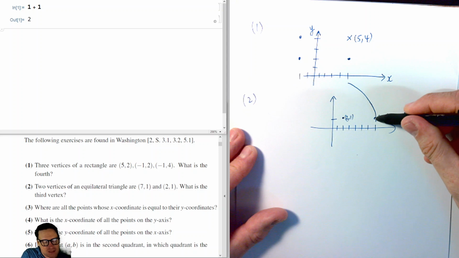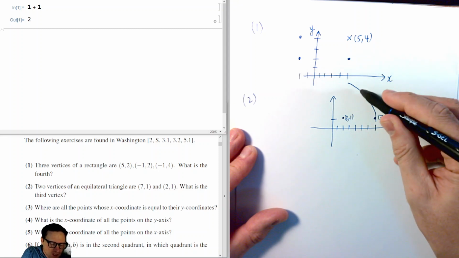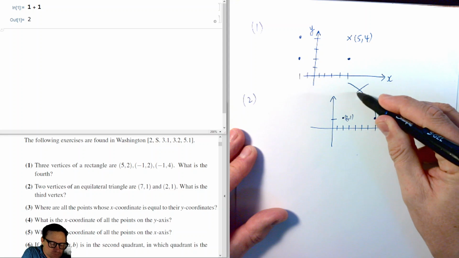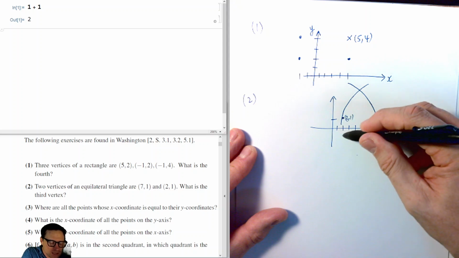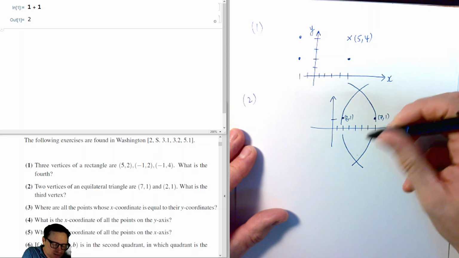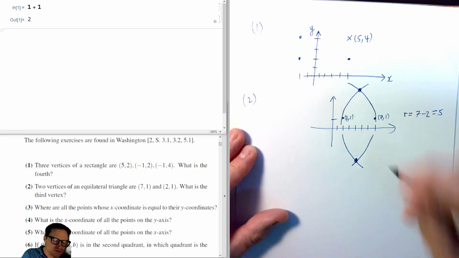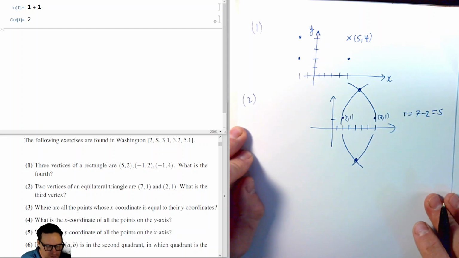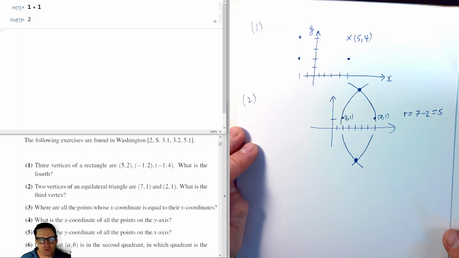Now if we do the same thing with a circle with center (7, 1), then what we would get is a circle with radius 5 passing through the point (2, 1). And so this would tell us, keep going, we get 2 intersections. This would tell us the coordinates of those 2 possible third coordinates of the equilateral triangle. Okay, so how do we do this now algebraically?